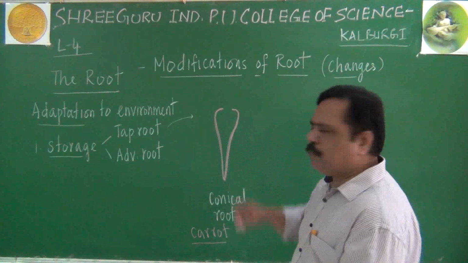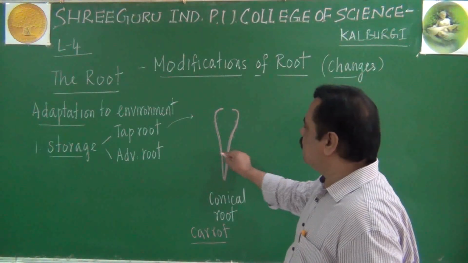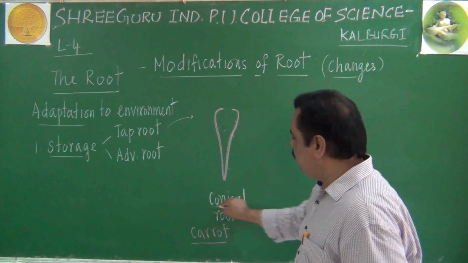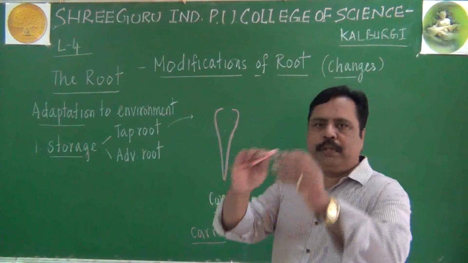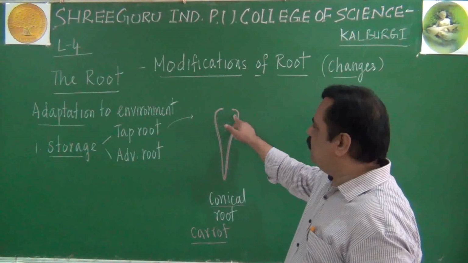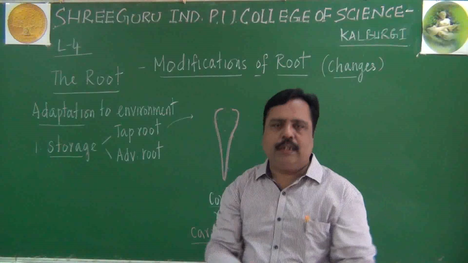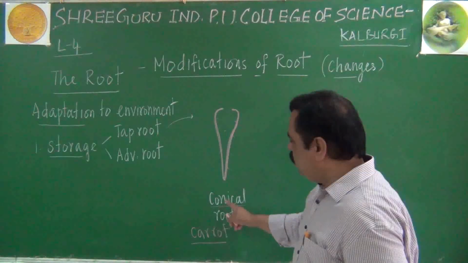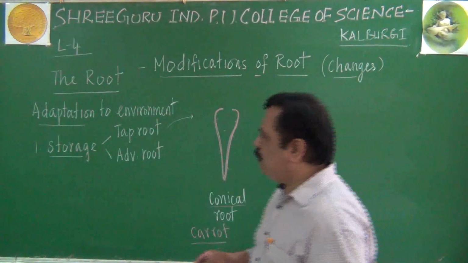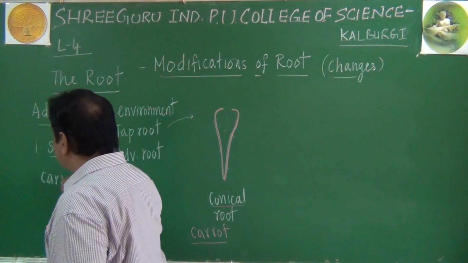This is a taproot, primary root. From this primary root you could have observed some secondary, tertiary roots also like this. This is a conical root where the root becomes cone shaped. Cone shaped means the base will be bulged whereas the remaining part will be narrowing gradually. That is called conical root. Example, carrot. For carrot, what is the biological name you have to remember? Carrot, it is conical root.